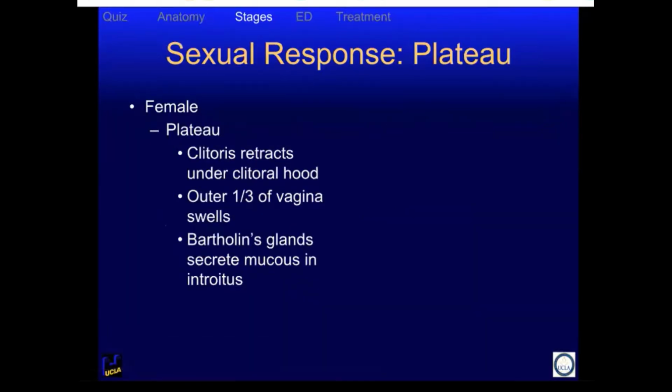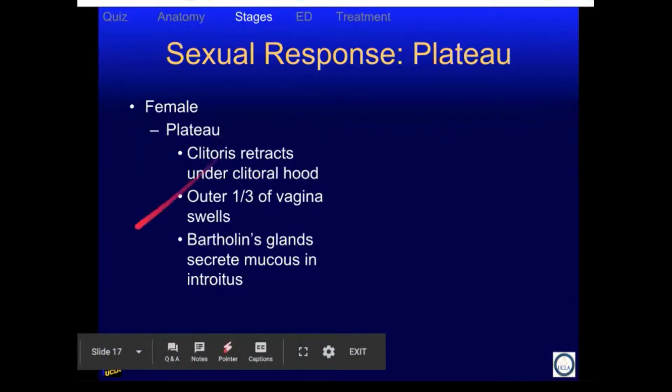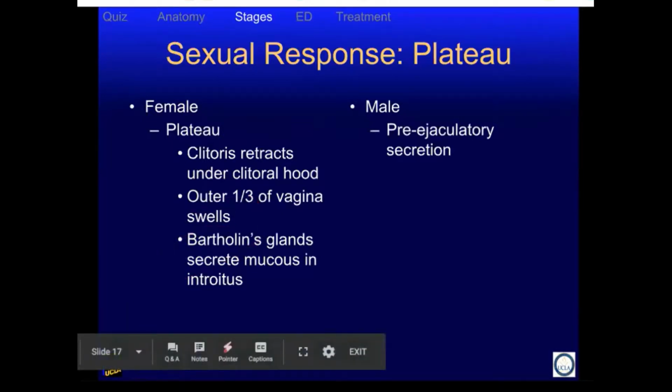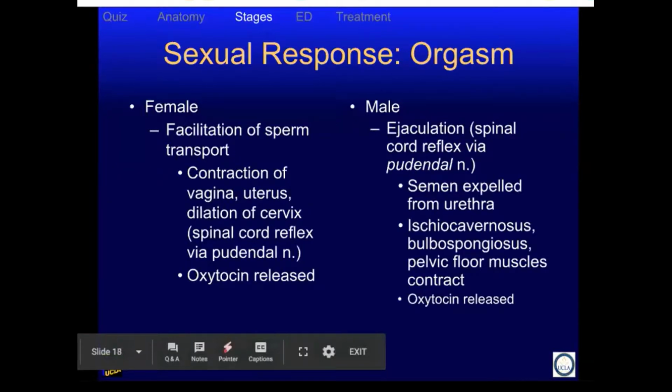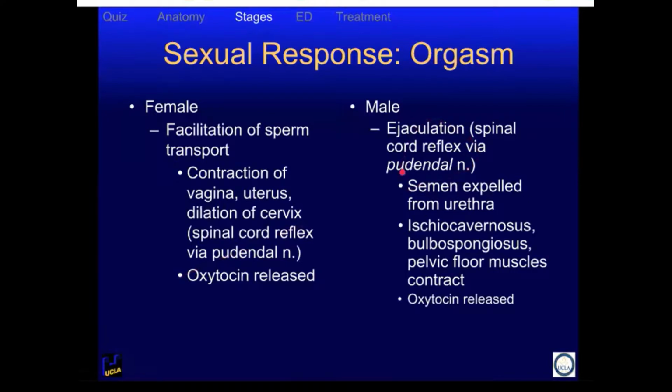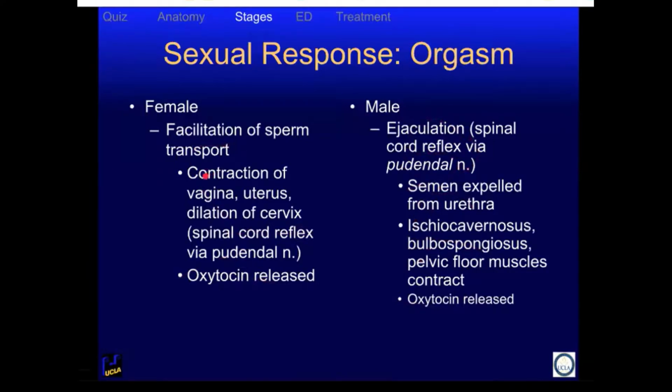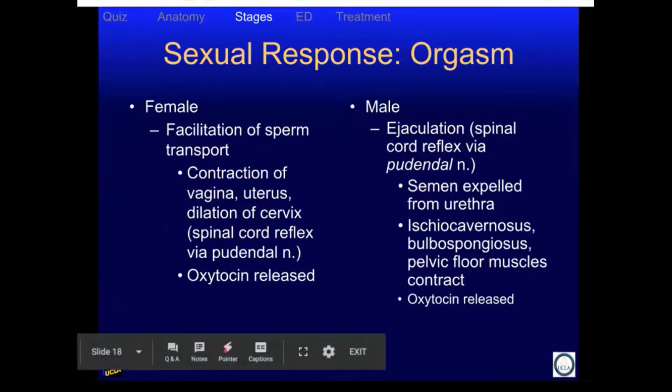The third phase is a plateau. In women, the clitoris retracts, and then there's vaginal swelling. And in men, that's when the pre-ejaculatory secretion gets released from the bulbourethral glands. And then orgasm, that's when the male counterpart, there's ejaculation, and oxytocin is released. Similarly, with a woman, there's contraction of the vagina, which these responses sort of just help the sperm transport into the uterus.